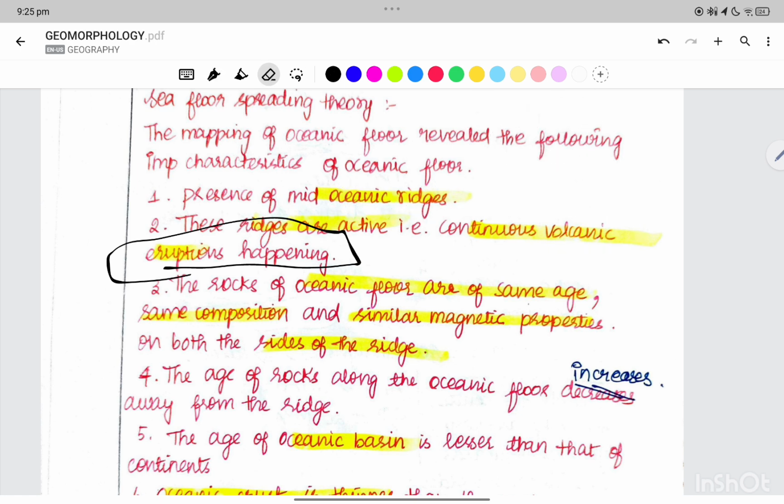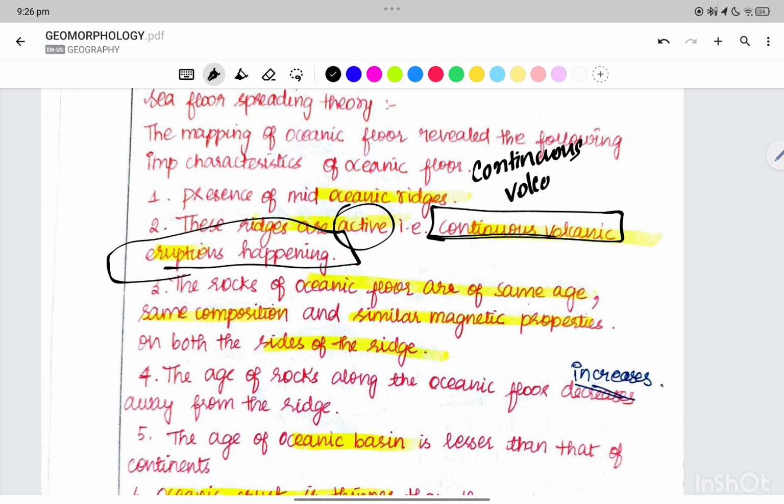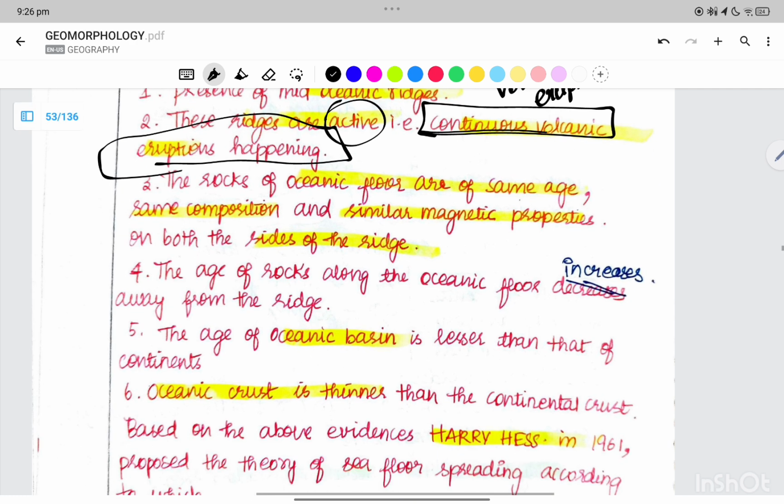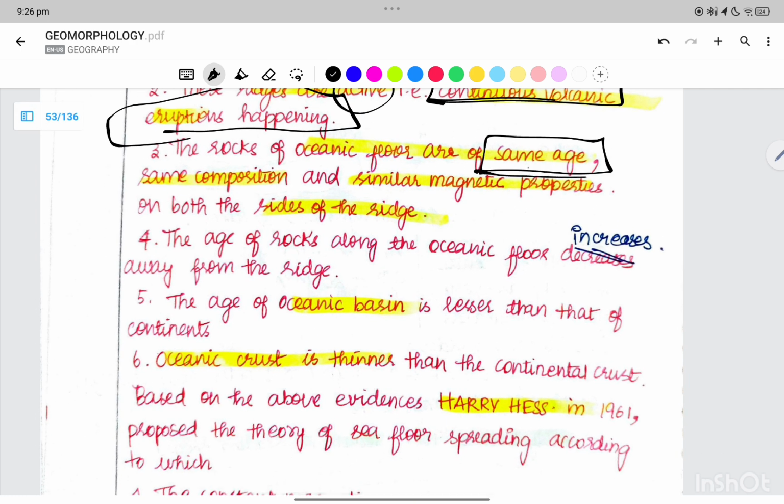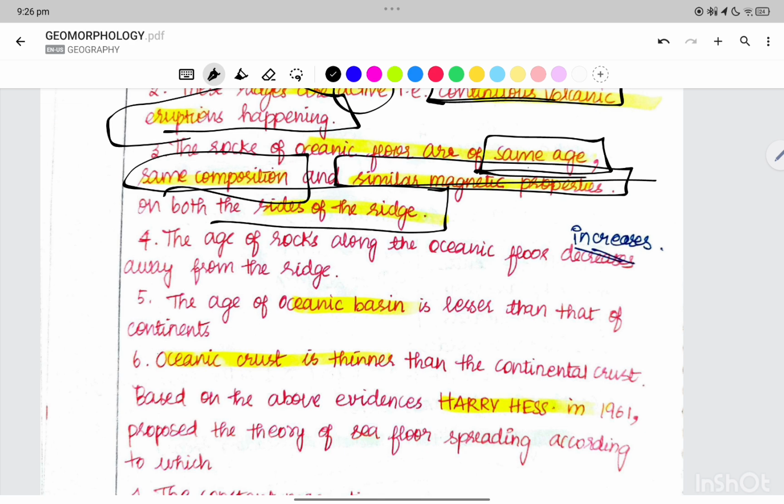So we can say that the ridges are active. Therefore, we have continuous volcanic eruptions happening over the ridges. The rocks of the ocean floor are of the same age, same composition, and similar magnetic properties on both sides of the ridges.